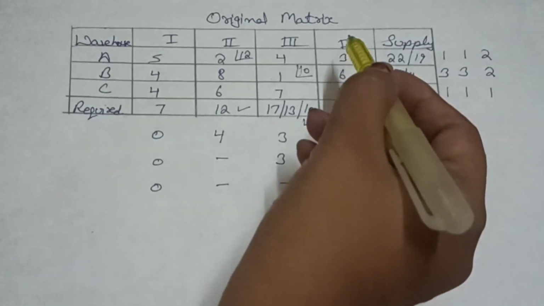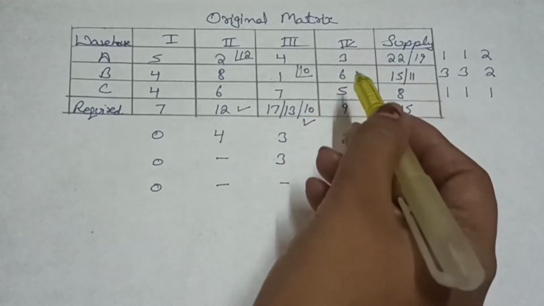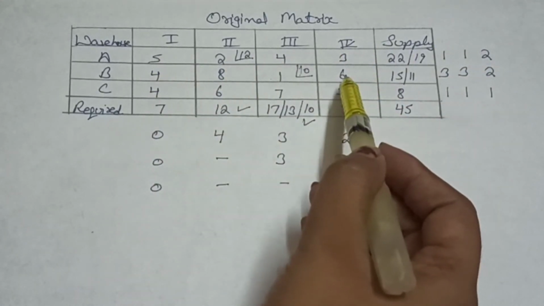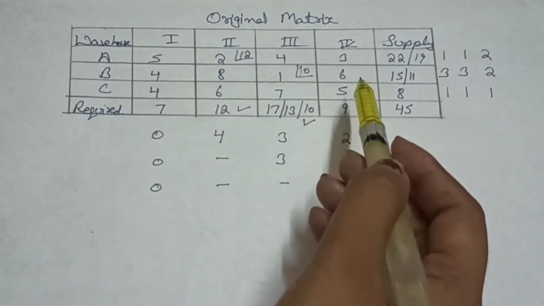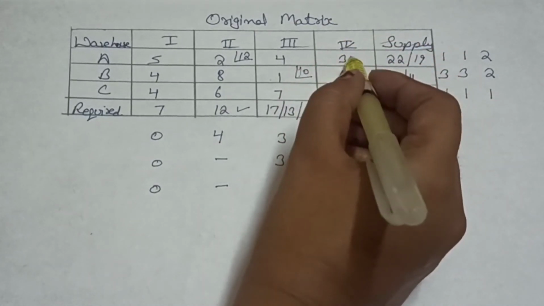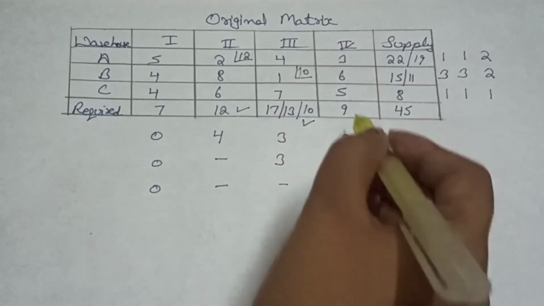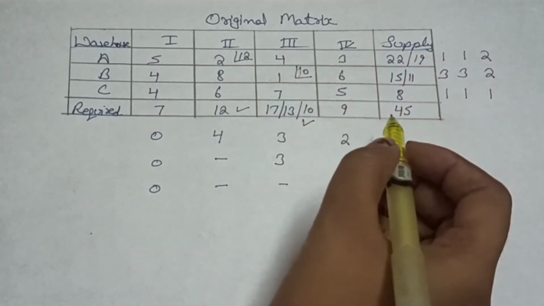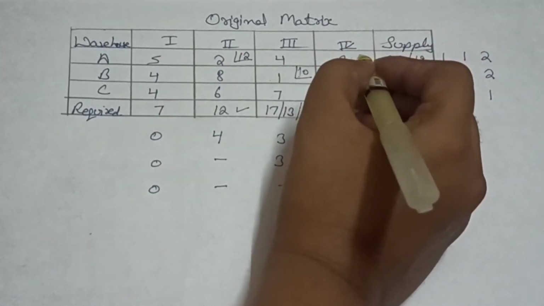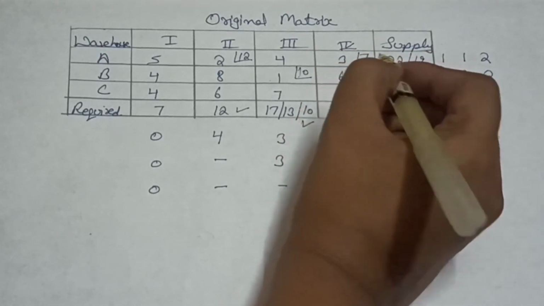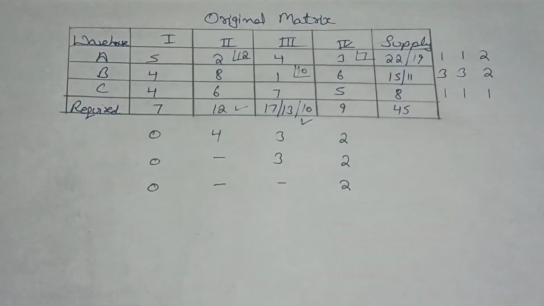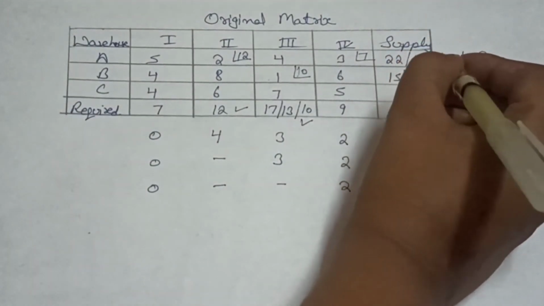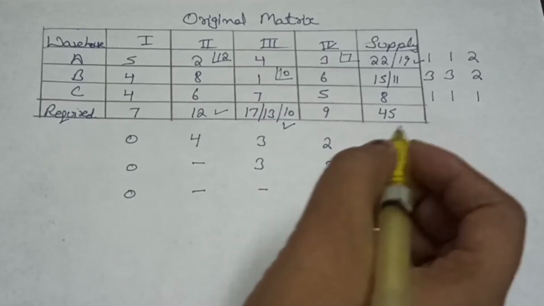We will select this column. Otherwise we can select this row and this row. You can see our minimum cost is 3, which belongs to this column and also belongs to this row. So students, we will allocate 7 to this cell. So you can see this row has been fully satisfied.